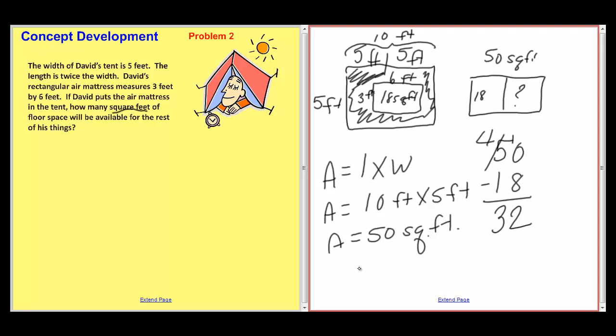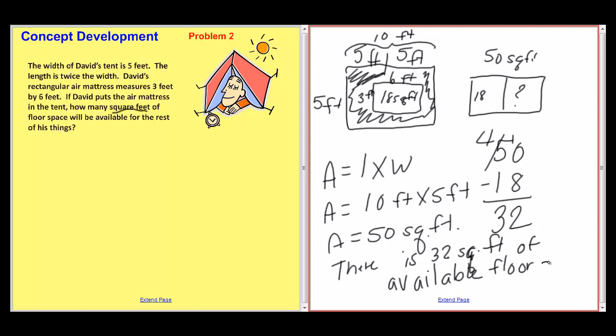So it says, what floor space is available for the rest of his things? So let's say that there is 32 square feet, that's a Q here, of available floor space. Some complex problems. That's why they only gave you 4 problems today, because they really expect you to work through them, okay?